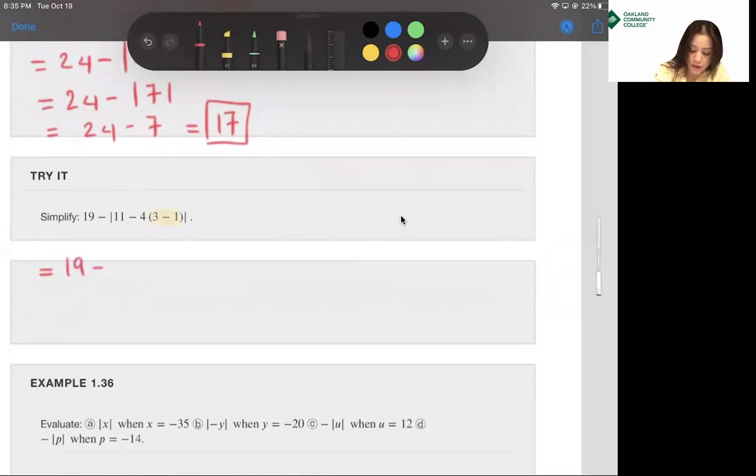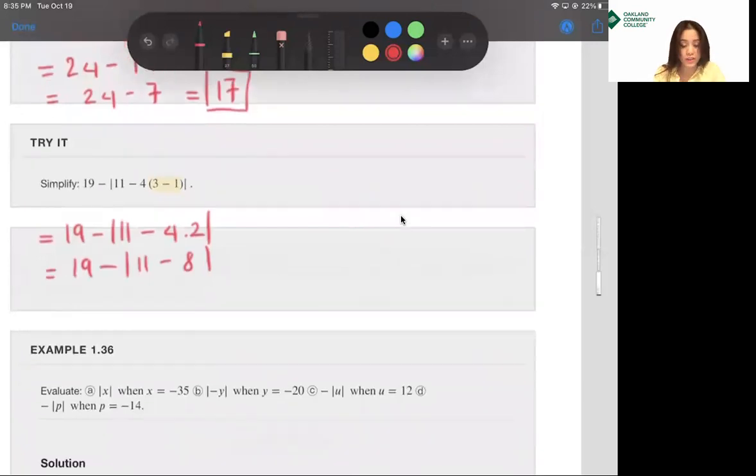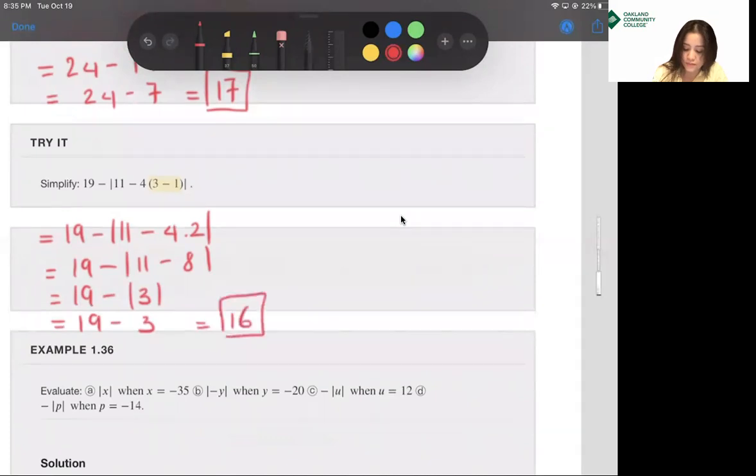So I have 19 minus absolute value of 11 minus 4 times 2. And then 4 times 2 is 8. So 19 minus absolute value of 11 minus 8. 11 minus 8 is 3. So we have 19 minus absolute value of 3. Well, the absolute value of 3 is 3. So this is equal to 19 minus 3, which is 16.